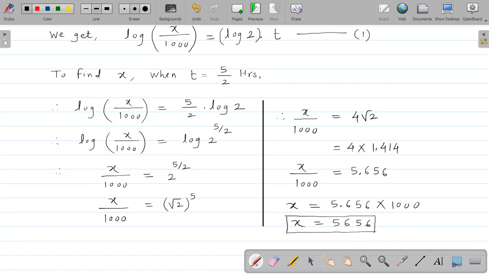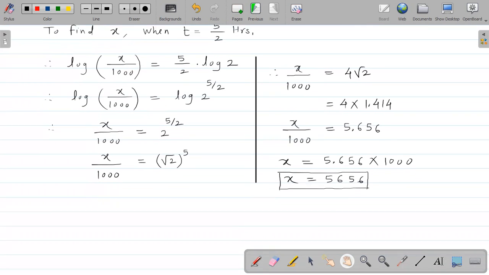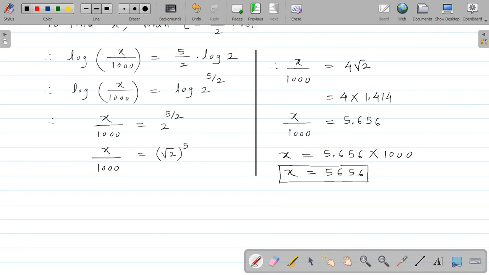So the value of x will be 5656. So you can write the number of bacteria after 5/2 hours is equal to 5656. So this is the final answer. Number of bacteria after 5 by 2 hours is equal to 5656.